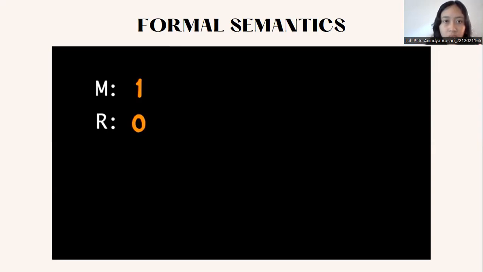M might as well be any true sentence. In SL, the sentence letter M isn't particularly about days of the week. And R might as well be any false sentence. In SL, it's not especially about the weather.